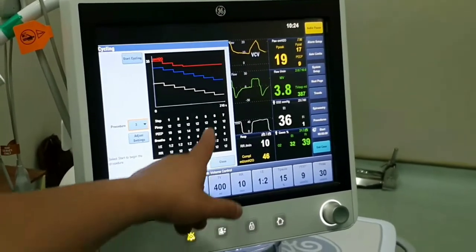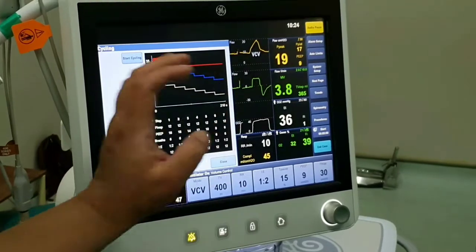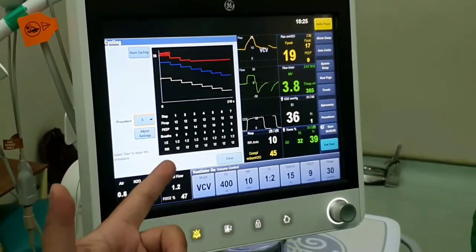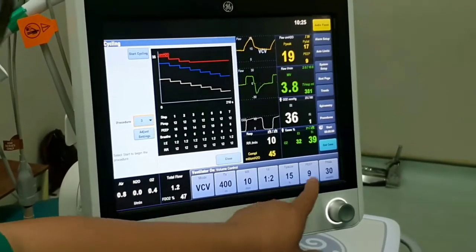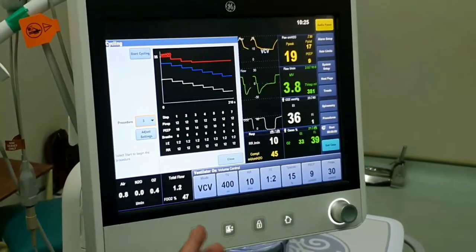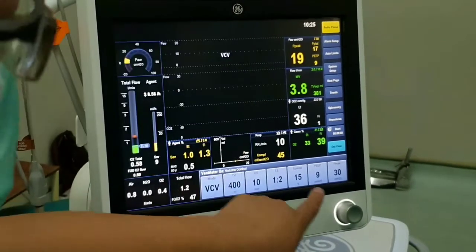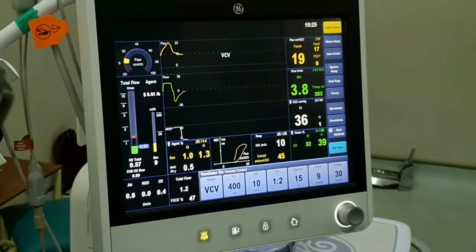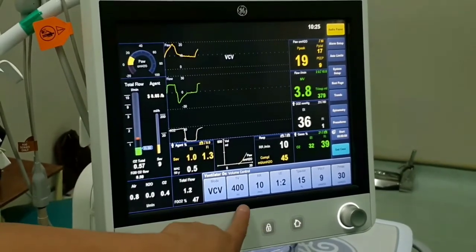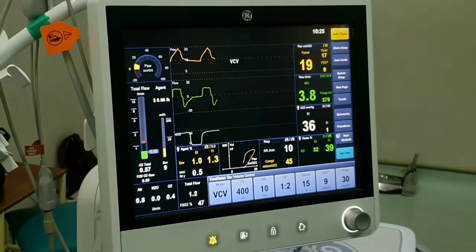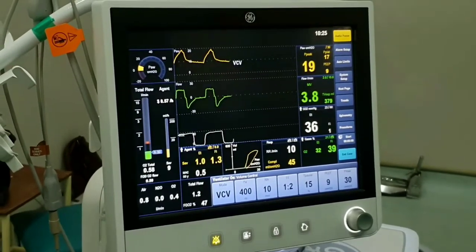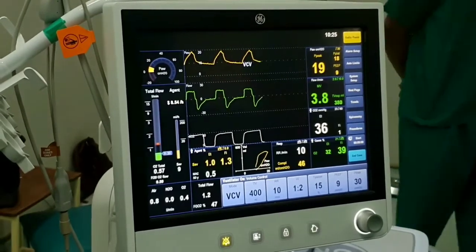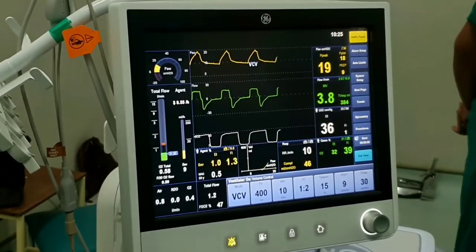So after doing this, you find the correct PEEP setting. For example, if it's 8, you add 1 or 2, then the final PEEP setting is 9 or 10. And then you can proceed with setting the correct PEEP. Now since the lung is open, you can start giving lung protective ventilation. The lung protective ventilation strategy right now is giving 6 to 8 mils per kilo of ideal body weight.